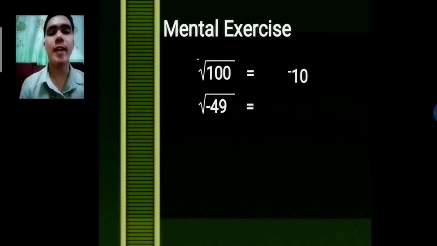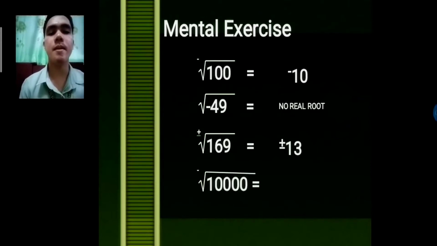Square root of negative 49 is, there is no real root because our radicand is negative. Positive negative square root of 169, positive negative 13. Negative square root of 10,000 is negative 100. Positive negative square root of negative 1 is, there is no real root because the radicand is negative.